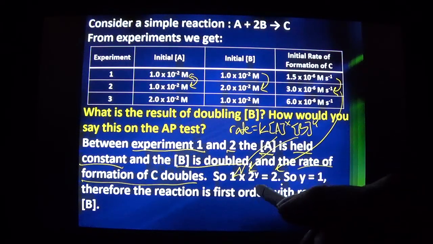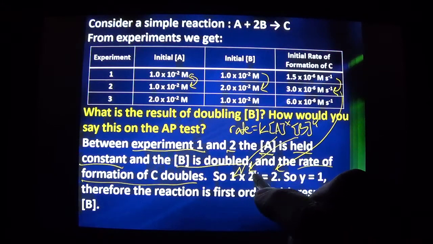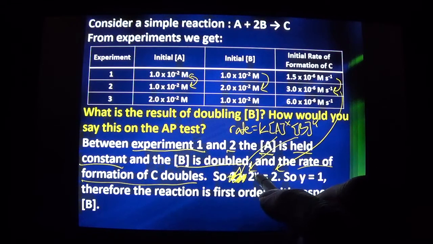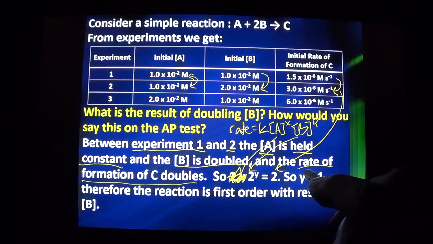So now I ask myself, what exponent could y be such that 1 times 2 to the y would equal 2? And of course, we can simplify that. Look, 2 to the what equals 2? Well, please tell me 1. 2 raised to the exponent of 1 is 2. So therefore, y is 1.